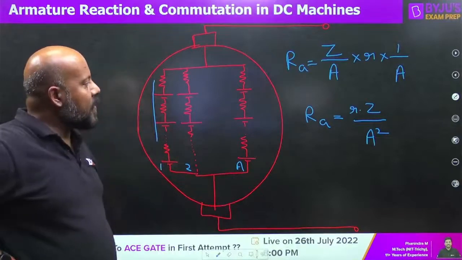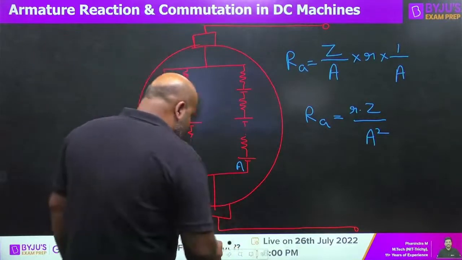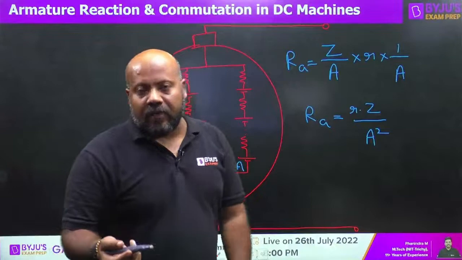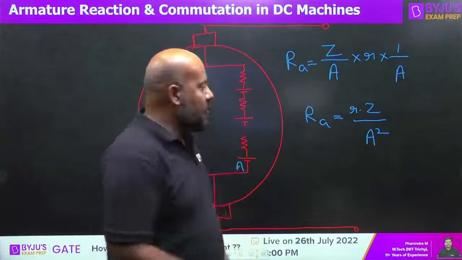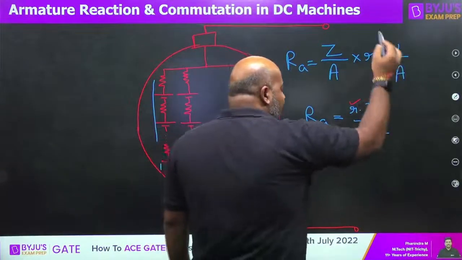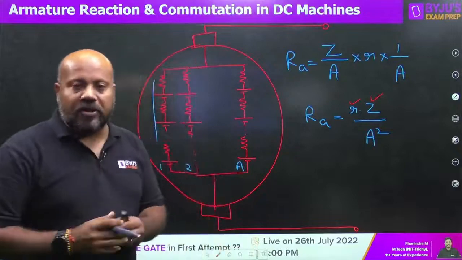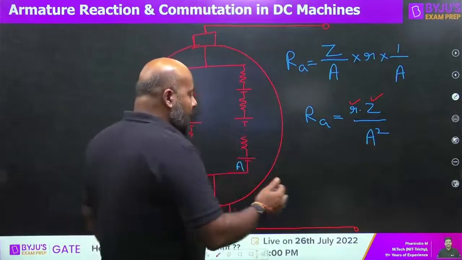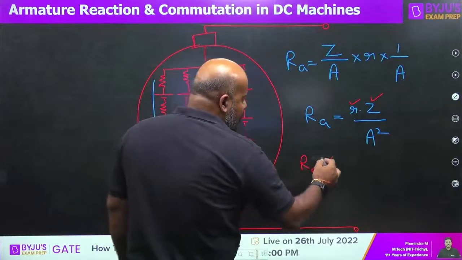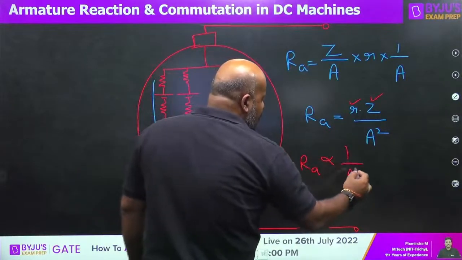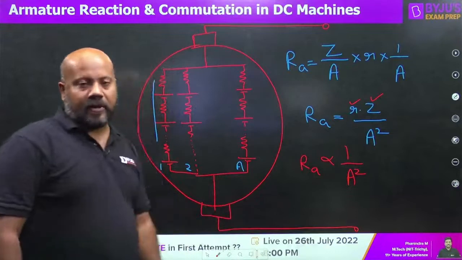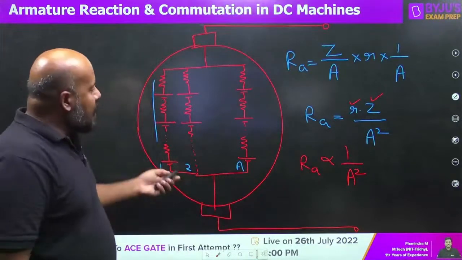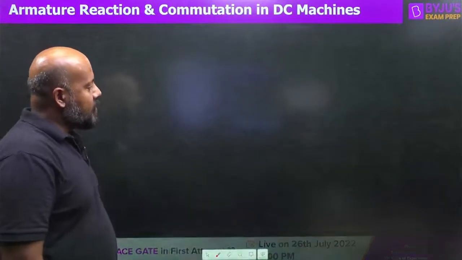Welcome to the session. Now this r is a constant, whether it is a lap wound machine or wave wound machine. This r is a constant and the number of conductors is a constant. The only thing that is changing in terms of lap and wave is the number of parallel paths. So can I write, my friend, Ra is inversely proportional to the square of the number of parallel paths? Yes. Now you can very easily relate the losses.